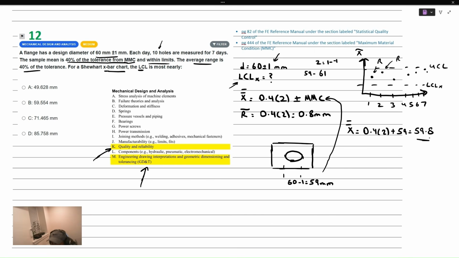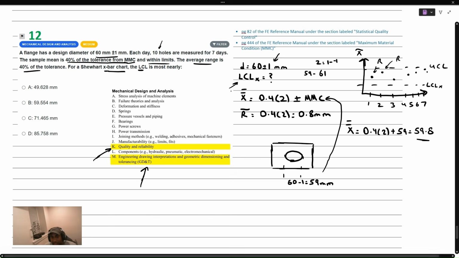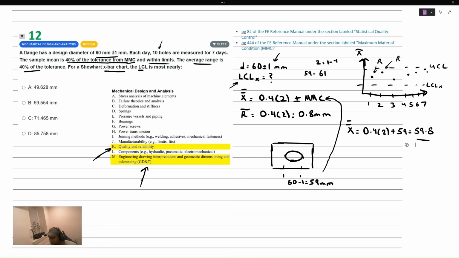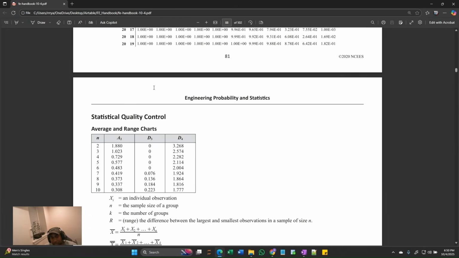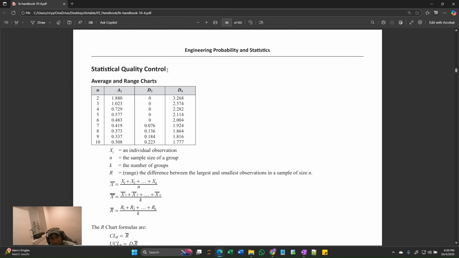Okay, so we understand the X double bar value and the R bar value. And there are some statistical constants that are associated with finding things like the lower control limit. So let's go ahead into the FE reference manual and find those constants. So you can see on this page here, page 82 of the reference manual, under the section labeled statistical quality control, there is some information on constants associated with average and range charts.